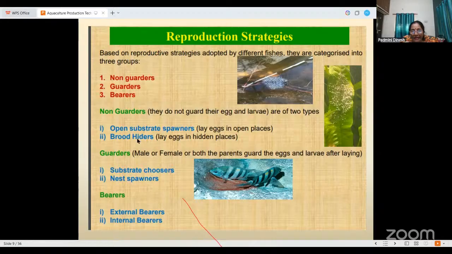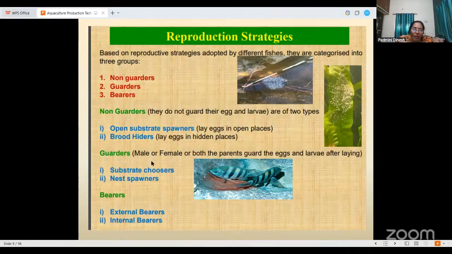And there is another type under non-guarders, brood hiders. Brood hiders, if you can see, slowly attach their eggs to leaves, or to the shells that are present inside, or onto the stones. They cover the eggs in these hiding places. That is called brood hiders. So this is one type of strategy. Then you have the next one, the guarders. That is, after laying the eggs, they guard their eggs. So that is guarders over there.